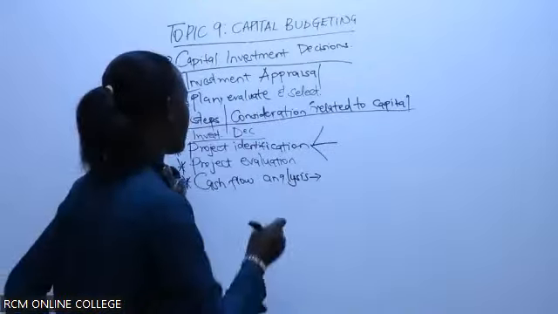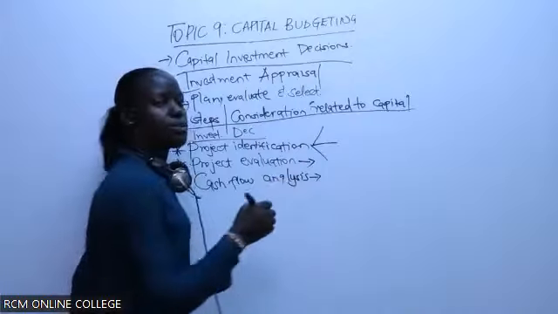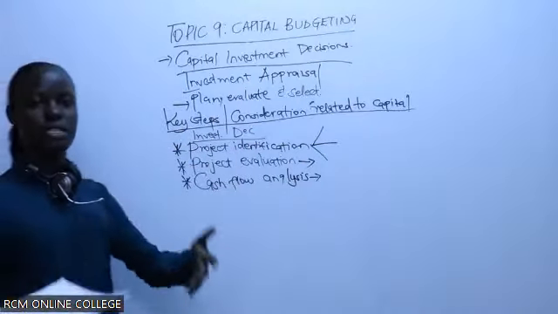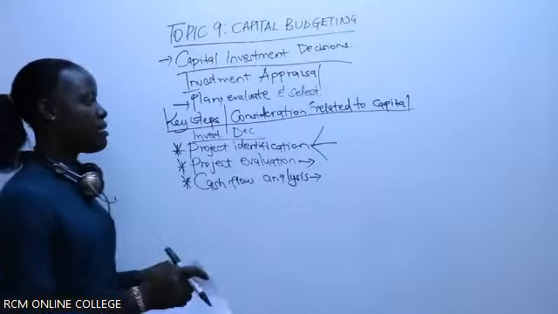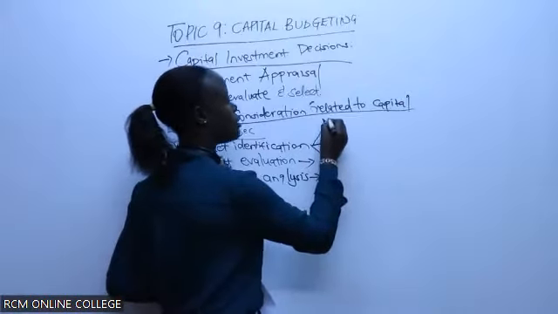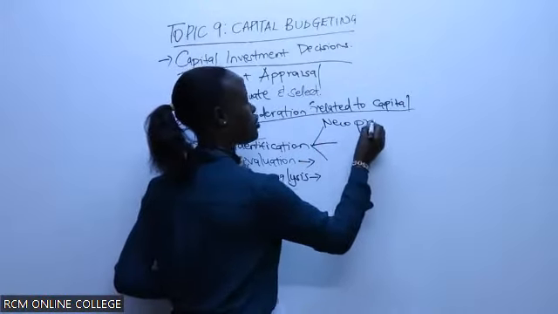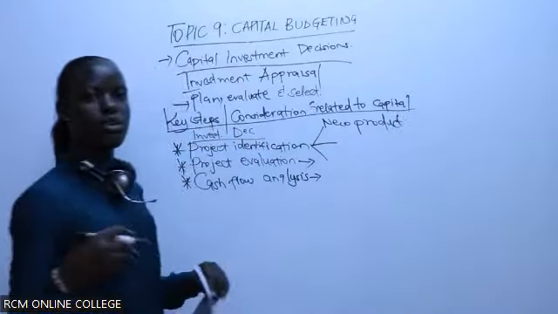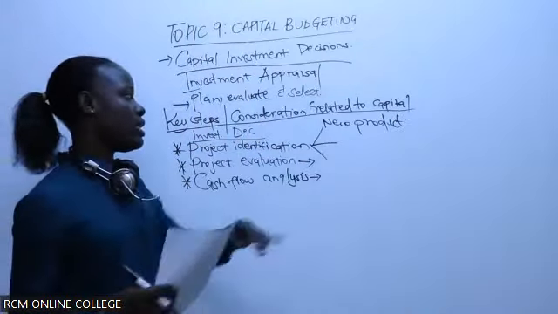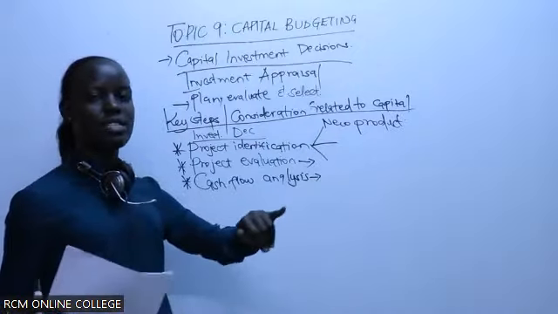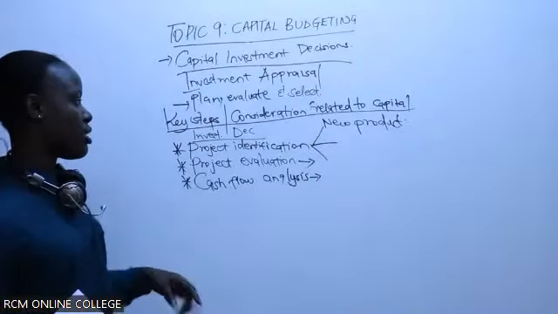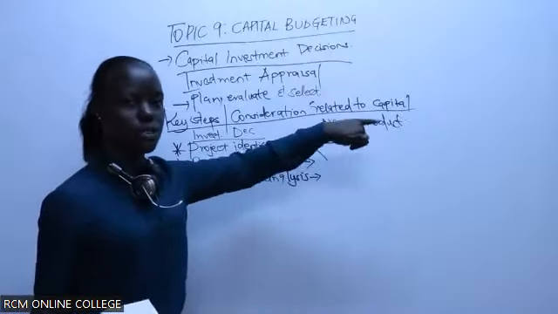Here at project evaluation is where, first of all, you've identified the specific project that you want to venture in. Maybe you've identified, for instance, you want to launch a new product for your organization. Now you'll have to evaluate. There's a new product that you want to bring into your organization. You've identified that is the project you want to venture in.